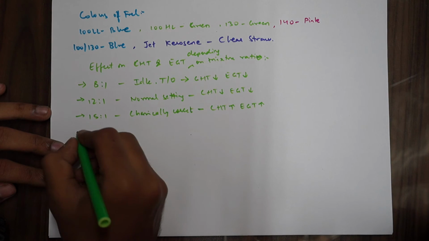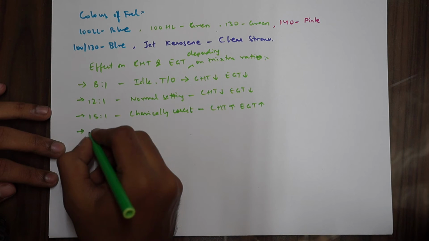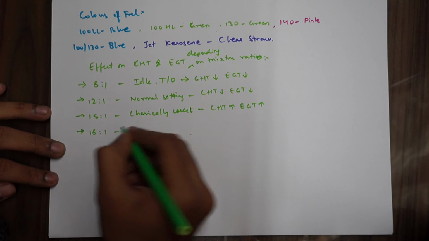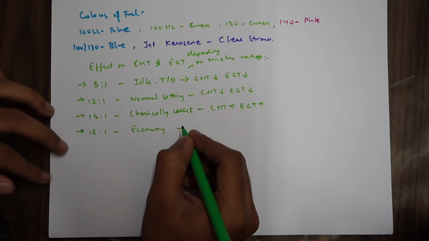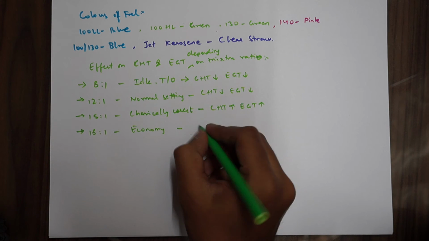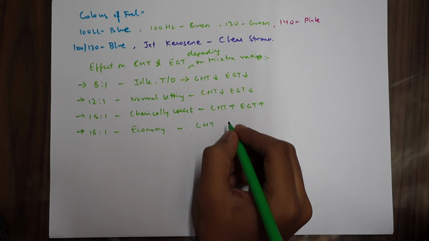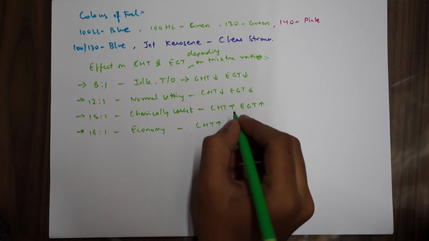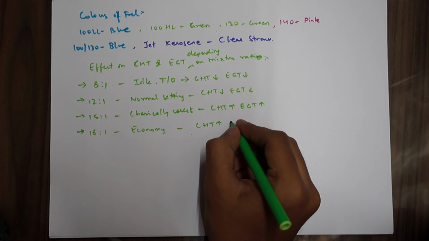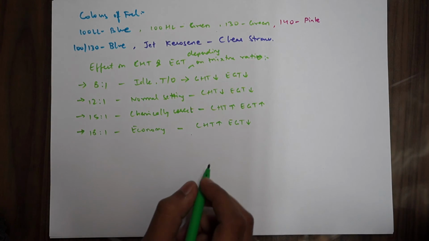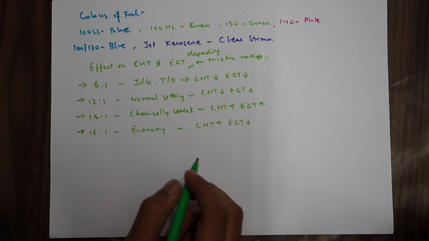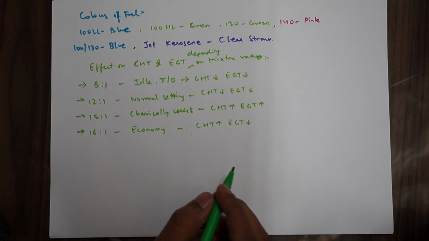Then there is 18:1 during economy. Basically, I'm talking about cruise. During cruise, your CHT is maintained but it is high as well, since the mixture is a little lean, though the exhaust gas temperature is maintained low, because you are at a higher altitude. Alright, so that's about this topic.